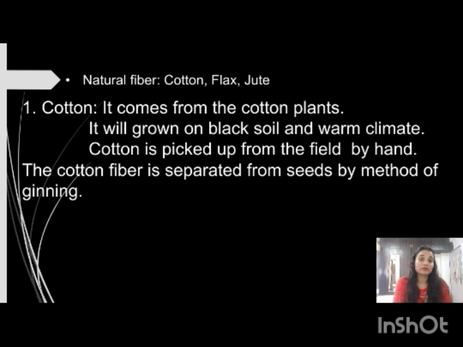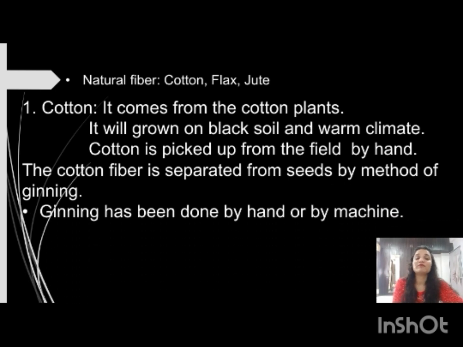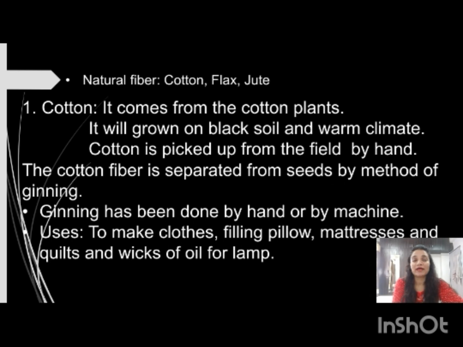How do we take out that cotton? Cotton is there in the cotton ball, which is the fruit of the cotton plant. We have to take it out with the help of hand. There is no other method to take out cotton from the cotton ball. After taking out the cotton, we have to separate the seeds. There are black color seeds inside the cotton. We have to take out those seeds, and the method of separating the seeds is called ginning. Ginning can be done by hand or by machine. By hand is the traditional method and by machine is the modern method.